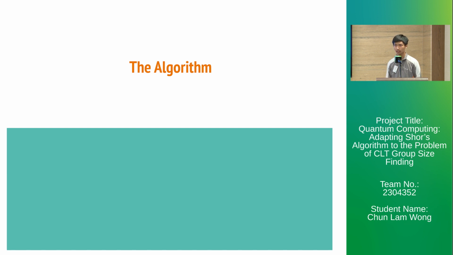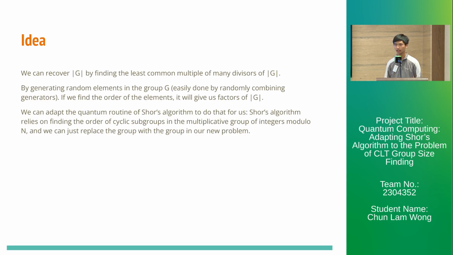The idea of this is that we can find the order of G if we can get a bunch of different factors of the order of G. And one way to do this would be to generate random elements in the group G and find the order of the cyclic subgroups generated by each of these elements. Then by Lagrange's theorem, the orders would be the factors of the order of our original group G, and therefore by taking the least common multiple of them, we would be able to get our original order of the group. And we could try to adapt Shor's algorithm to do this for us.